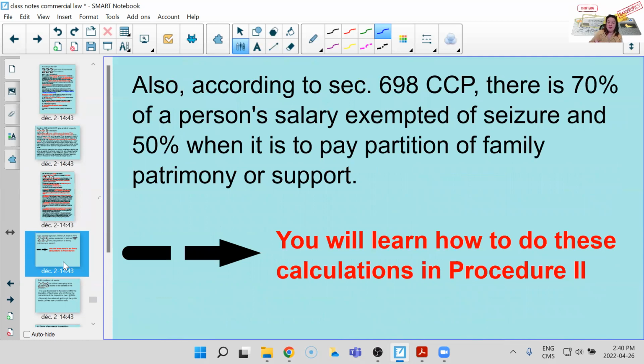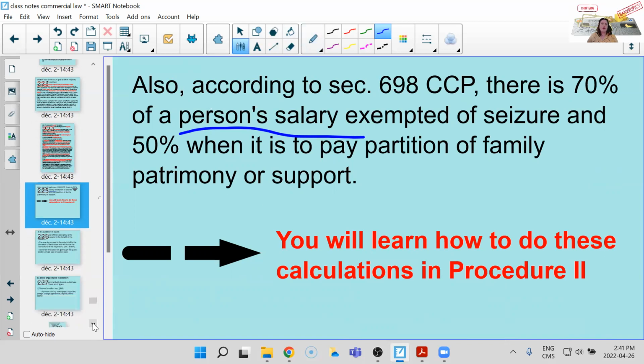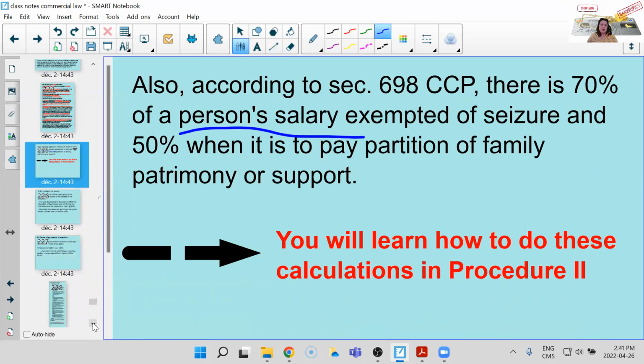There is even the question of salary. So a seizure of salary, which we use, I don't know if it's called seizure or garnishment. I told you, it's been a while. I haven't cracked open much of the CCP. So there are particular rules regarding that. Also for family patrimony, for support, they have their own special rules, but that's the topic of next semester in your civil procedure 2, because you're doing civil procedure 1 now.